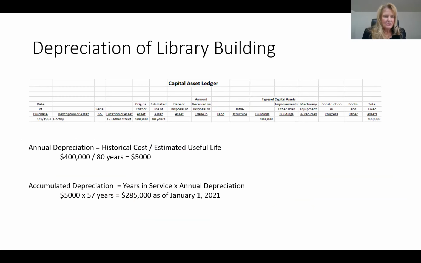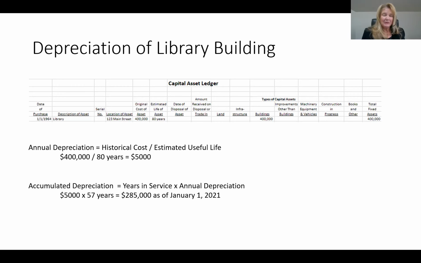Okay, good. So for the library building then, let's talk about depreciating that. My library was $400,000 originally. I have an estimated useful life of 80 years. So the formula to calculate annual depreciation, we had this on a previous slide, is historical cost divided by the estimated useful life. So in my example here, I have a $400,000 building.